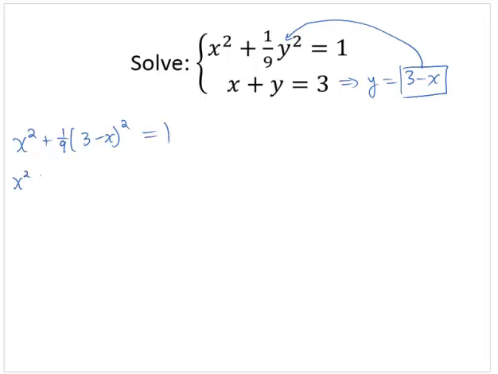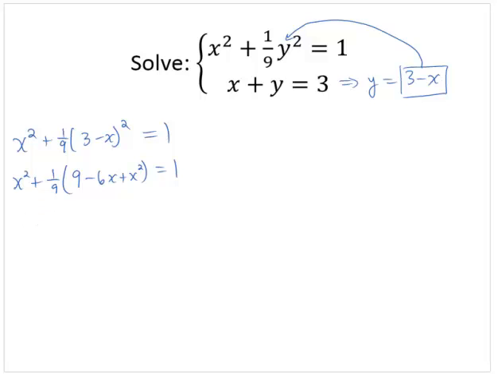So then x squared plus 1/9, okay, (3 minus x) squared is 9 minus 6x plus x squared, equals 1. Distributive property, x squared plus 1 minus 1/9 of 6 is 2/3 x, and then plus a 1/9 x squared equals 1. I guess we could have multiplied through by 9 to clear the fractions. I like that better. Let's get rid of those fractions.